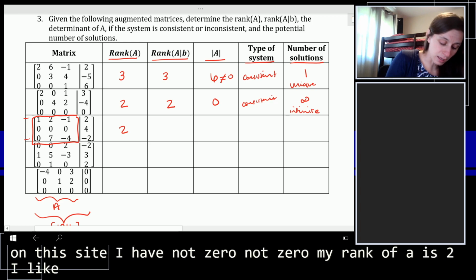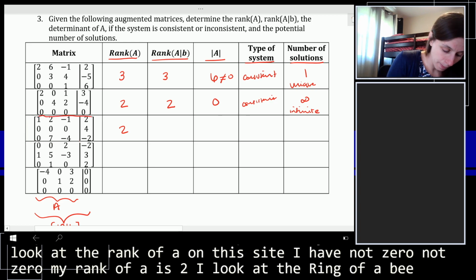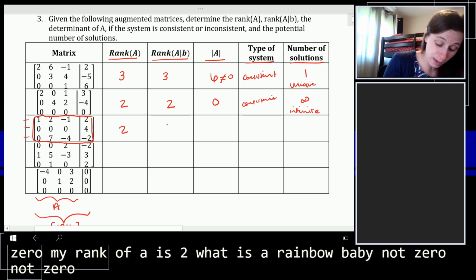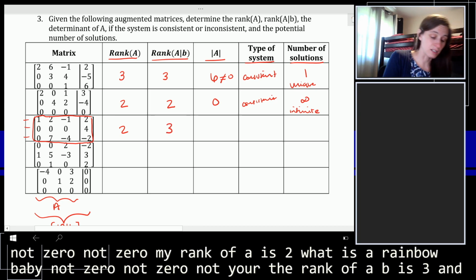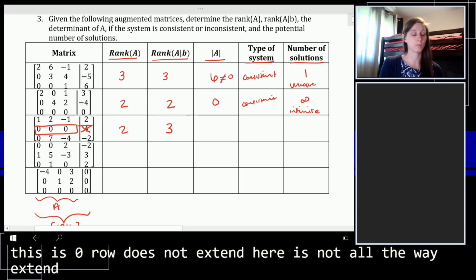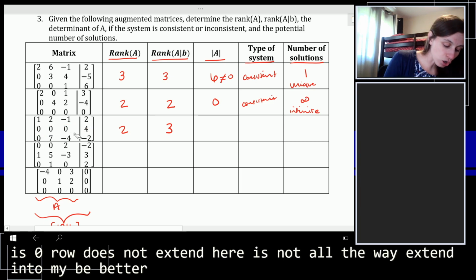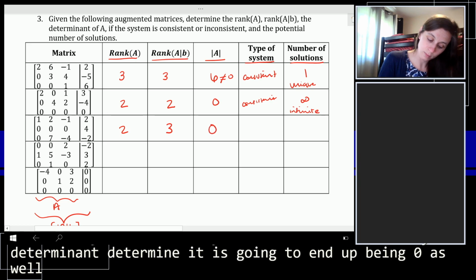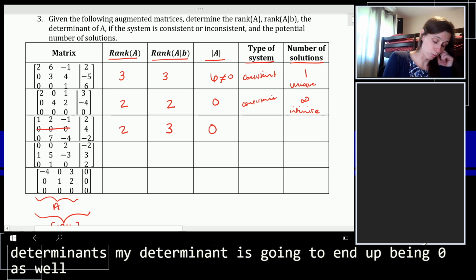If I look at the rank of AB, not 0, not 0, not 0. The rank of AB is 3 in this instance. This 0 row does not extend all the way into my B vector. If I look at my determinant, it's going to end up being 0 as well, because I have my 0 row.